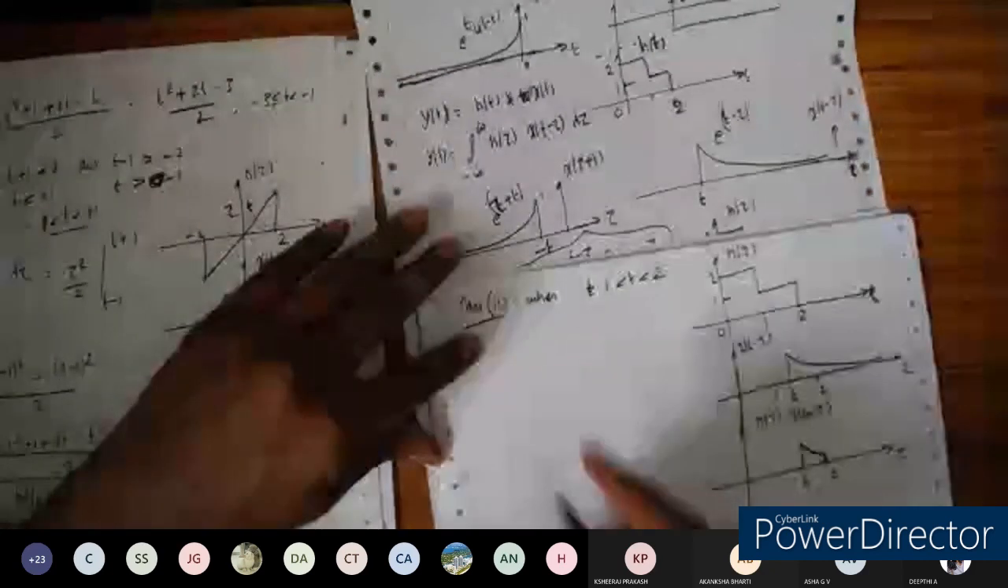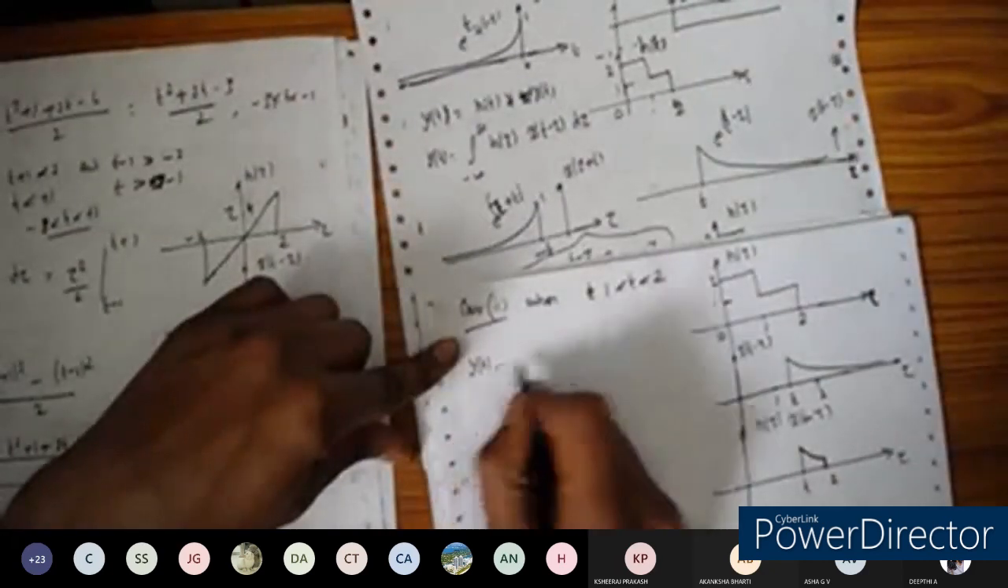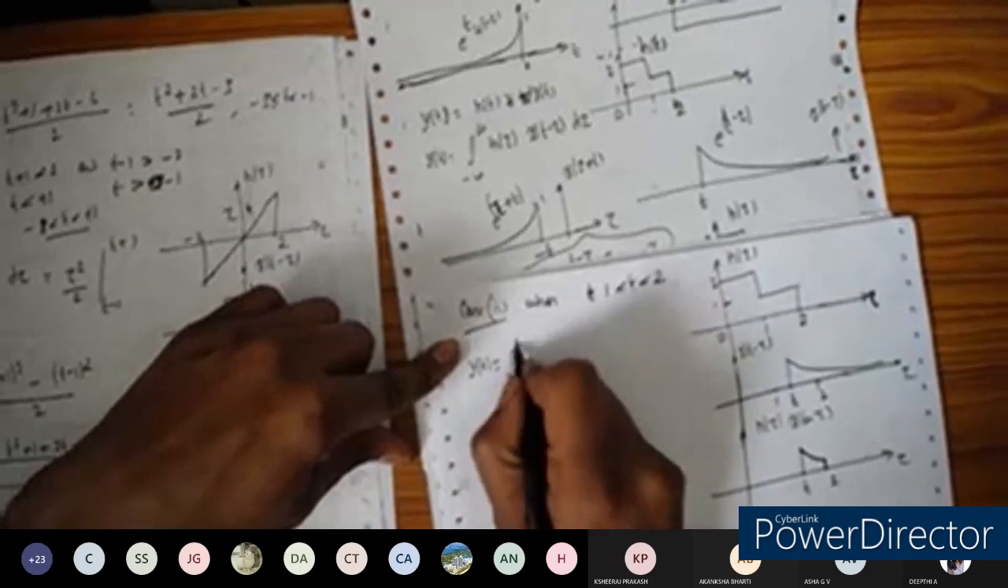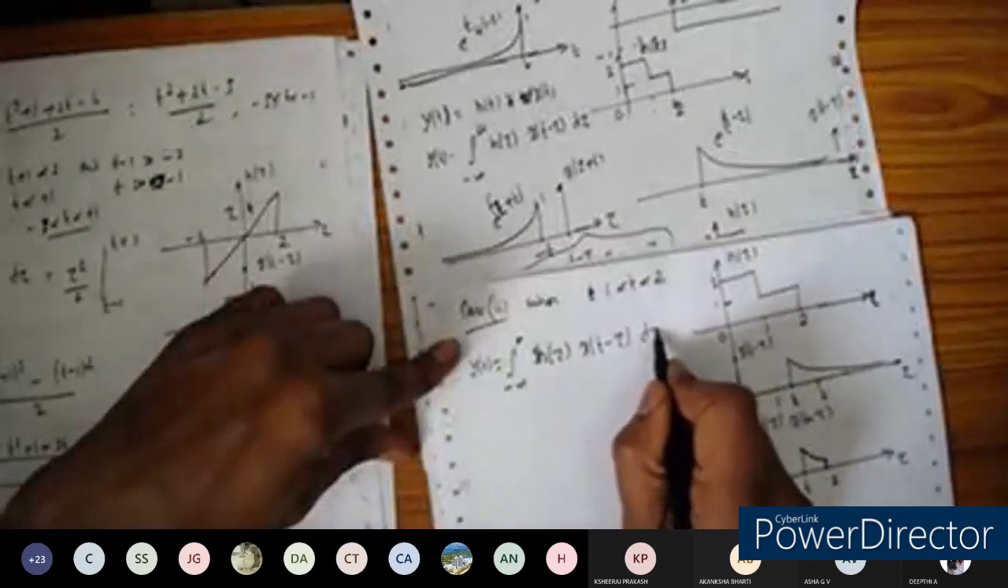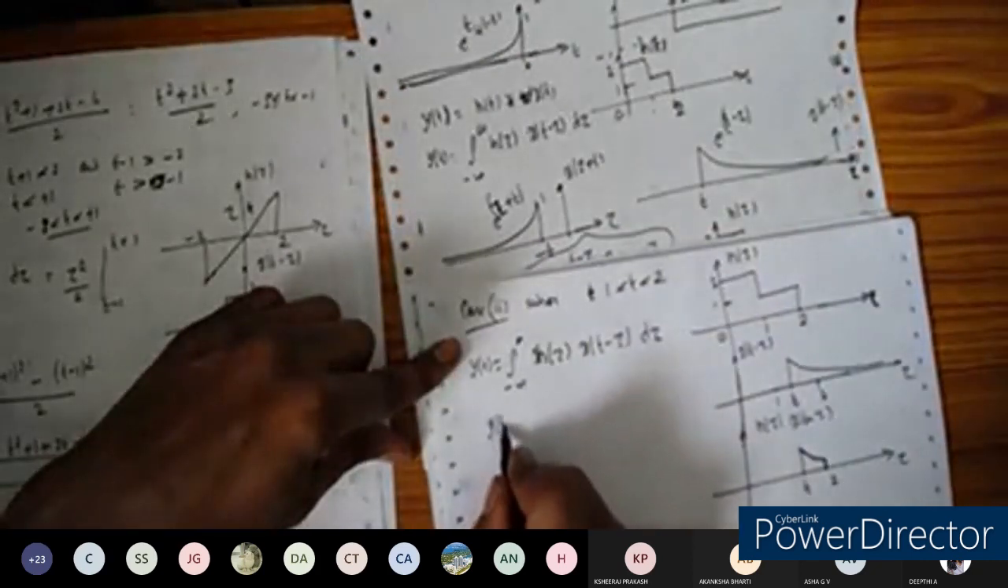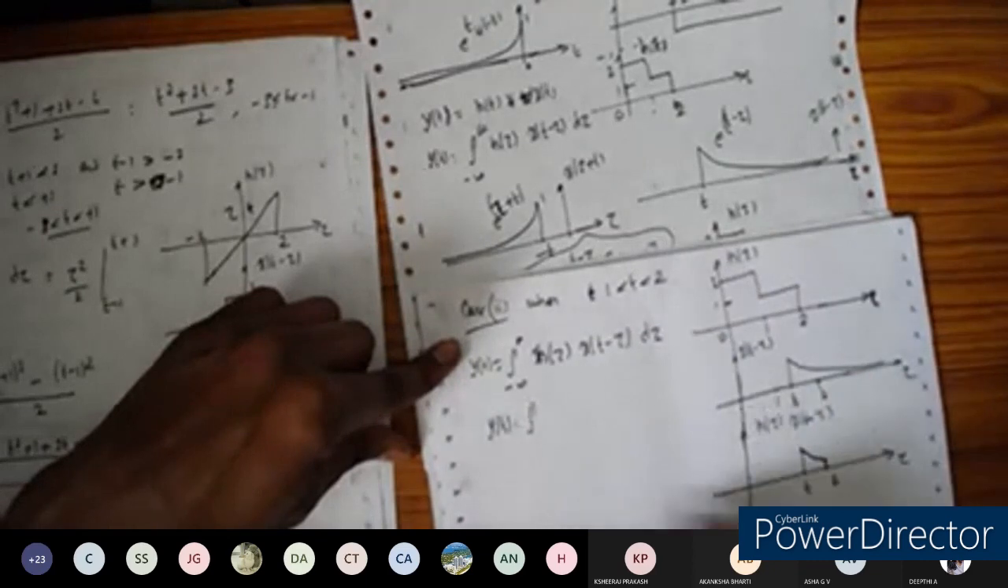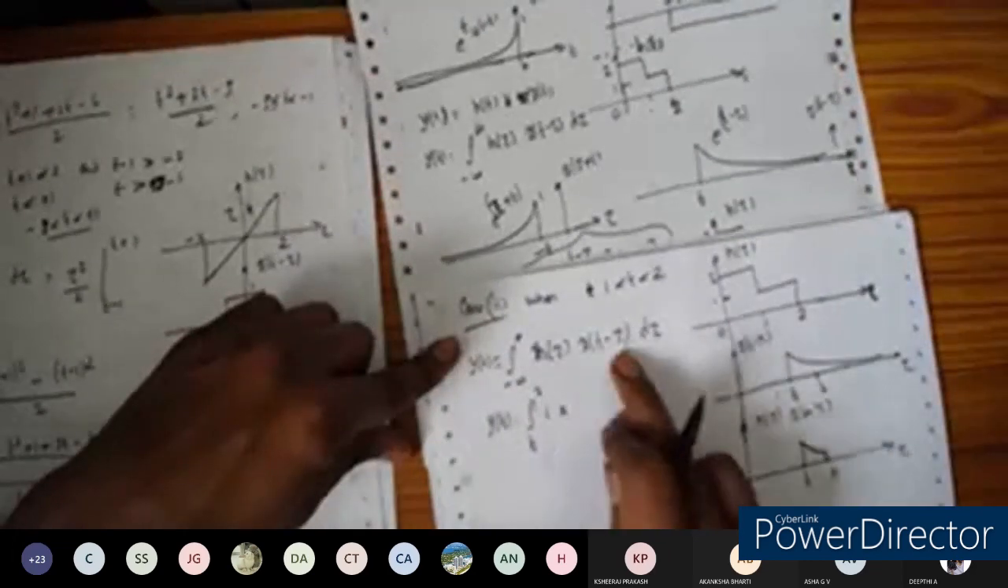Okay, so I'm going to write the expression. y of t is equal to the integral from minus infinity to plus infinity of h of tau into x of t minus tau d tau. So for y of t, the limit is from t to 2. The value of h of tau is 1, multiplied by x of t minus tau.